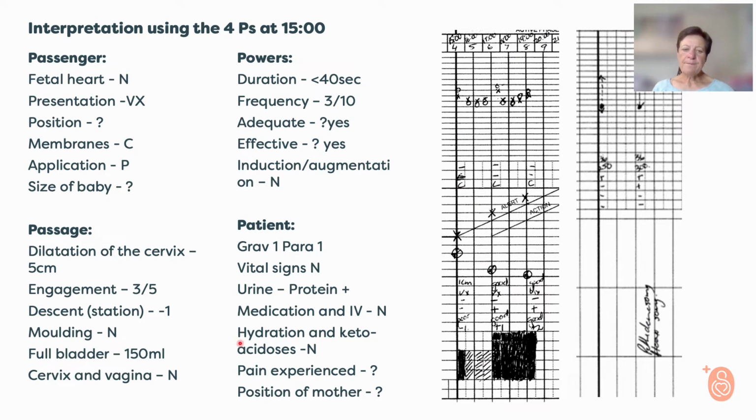So if we look at the patient, everything seems to be normal here as well. The vital signs are normal. The urine, we see there's a plus protein now, but the blood pressure is still normal. So this protein might be from, we've seen that the membranes have ruptured now, so it might be the liquor that's in the urine that might make it protein positive. She's not receiving any medication yet. There's no signs of dehydration and ketoacidosis.